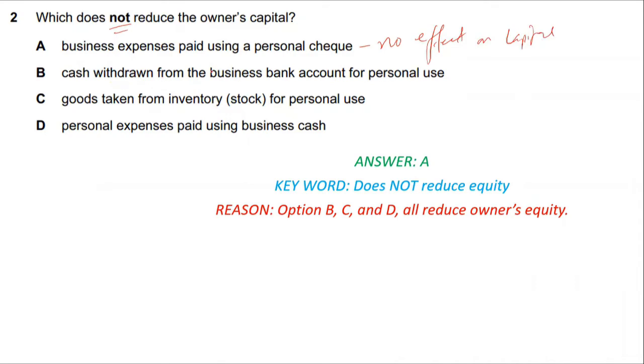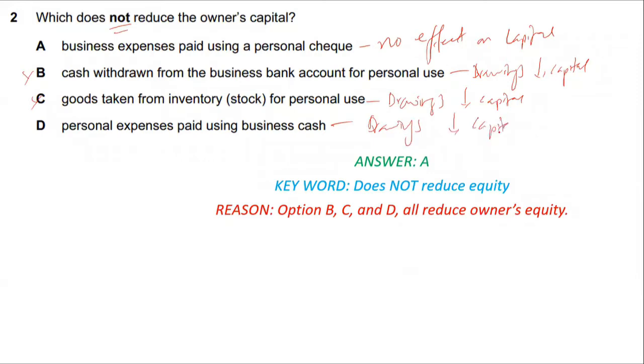Option B, cash withdrawn from business bank account for personal use. Yes, this is drawings, so this would reduce the capital. It's asking for not, so option B cannot be the answer. Option C, goods taken from inventory stock for personal use. Again, this is drawings, so it reduces capital. Option C cannot be the right answer. Option D, personal expenses paid using business cash. Again, this is drawings, reduces capital. So option D is incorrect as well. So the correct answer for multiple choice 2 is option A.